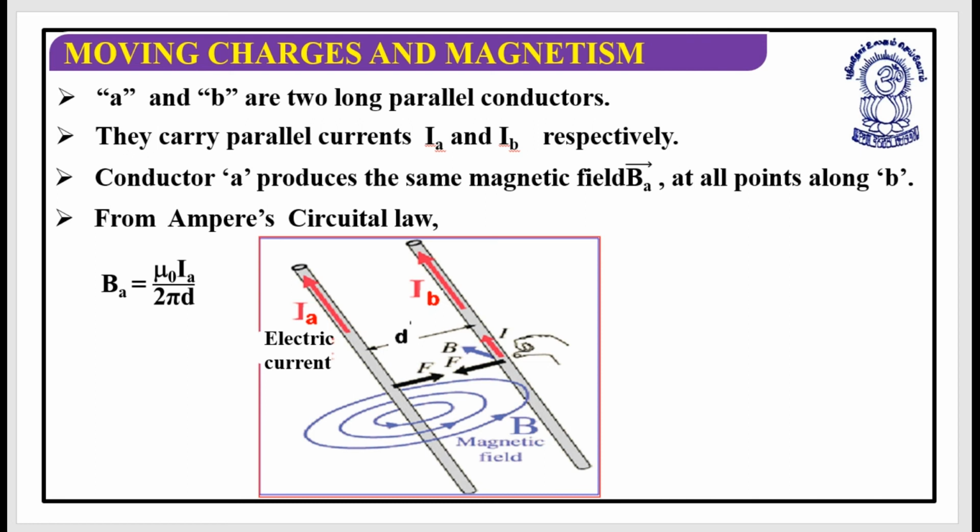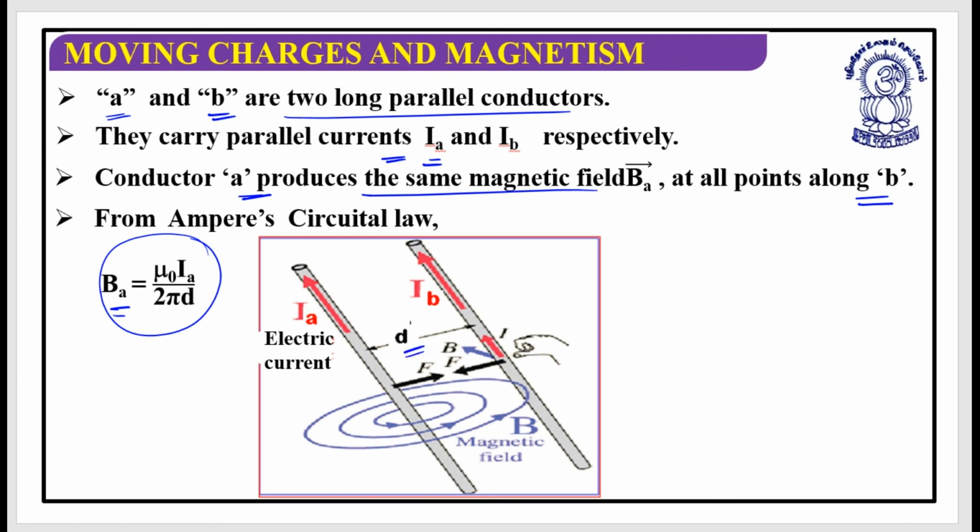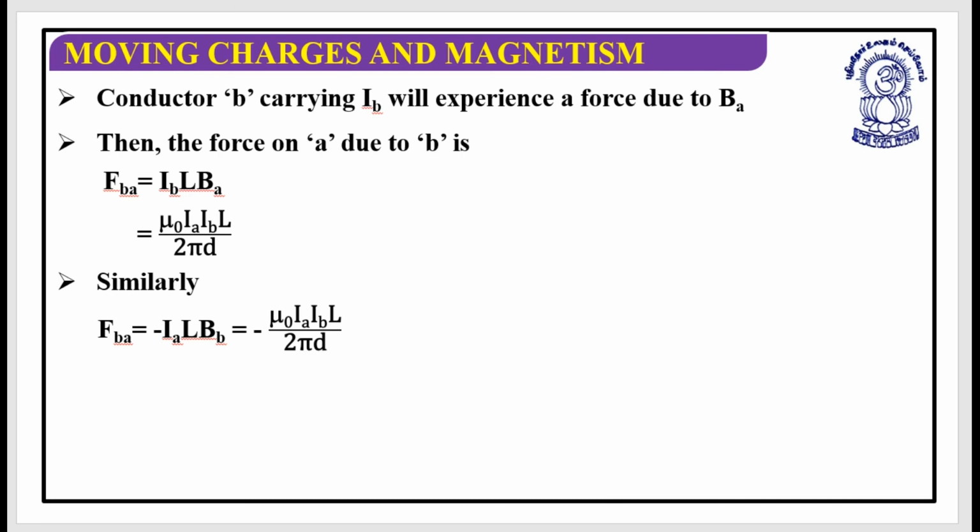Let's understand that A and B are two long parallel conductors, and they carry parallel currents termed IA and IB respectively. Now conductor A produces the same magnetic field BA at all points along B. From Ampere's circuital law, the magnetic field would be given as mu naught into IA divided by 2 pi d. Now, in the same way, conductor B carrying a current IB will experience a force due to BA.